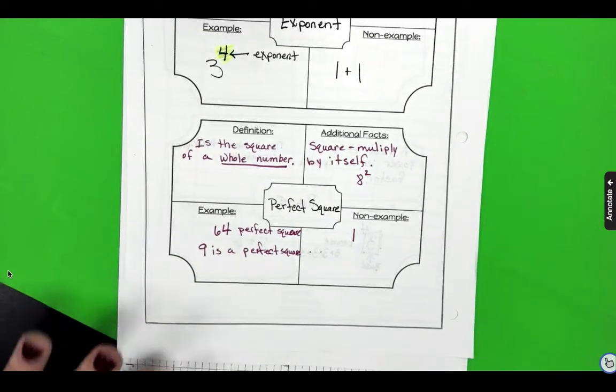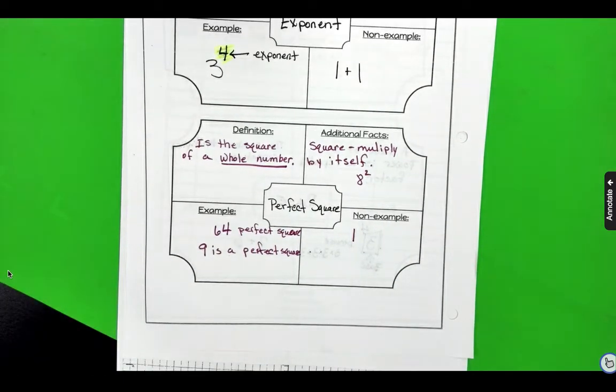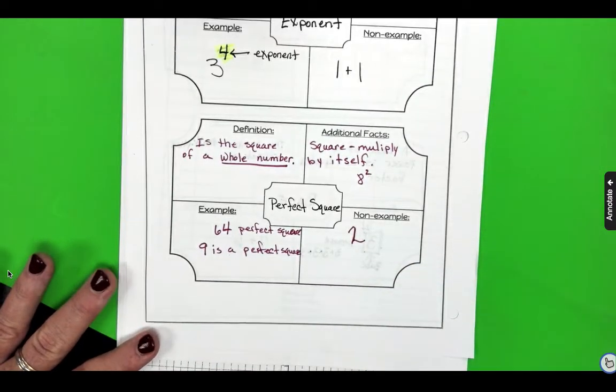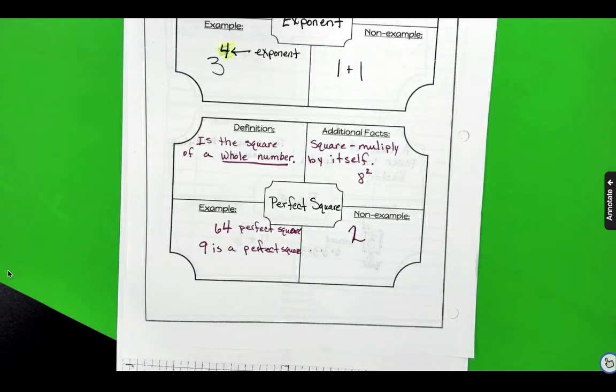Is the number 1 a perfect square? Well, technically, yes. What about the number 2? Is the number 2 a perfect square? No. So a non-example would be 2. 2 is not a perfect square, because I don't multiply a whole number by itself to get 2.